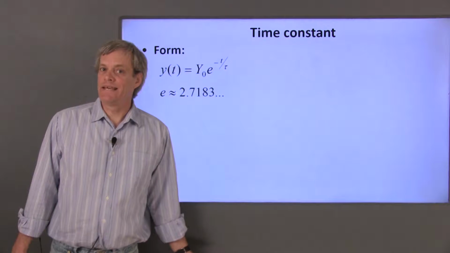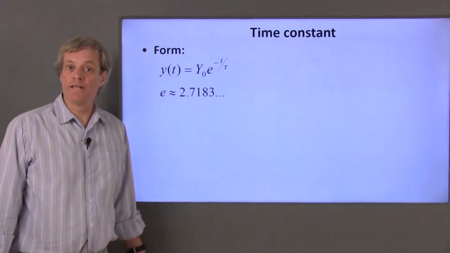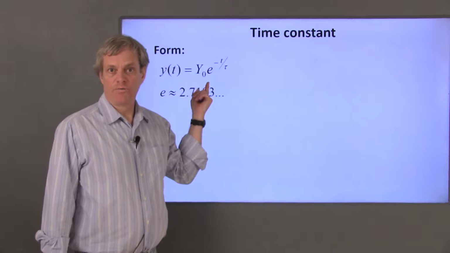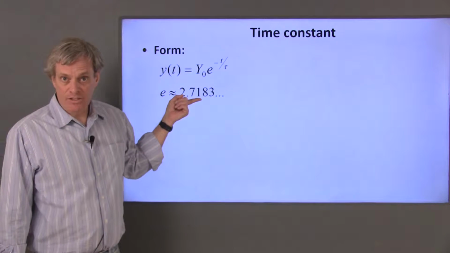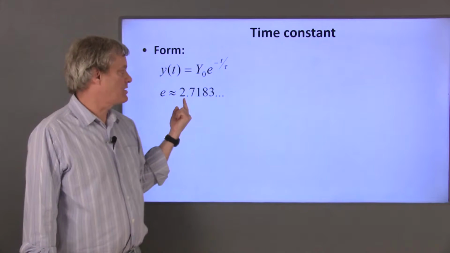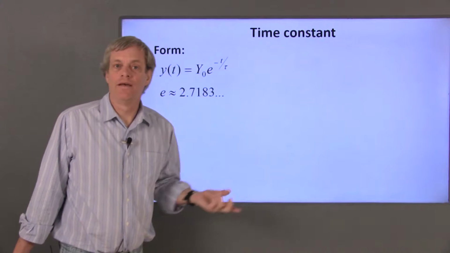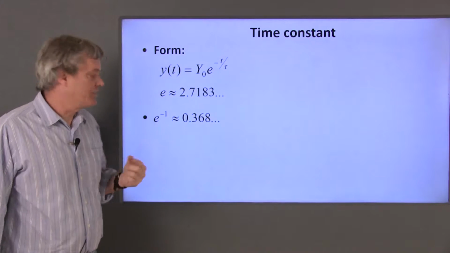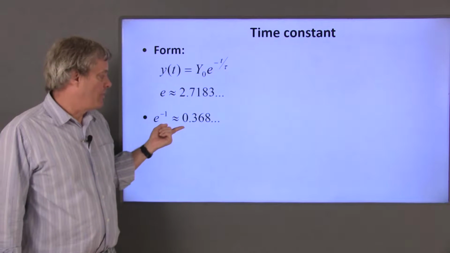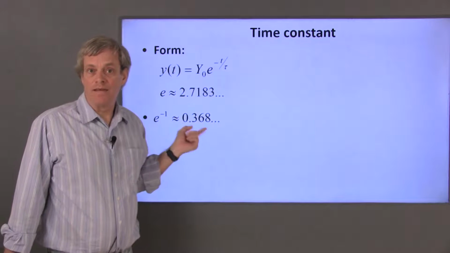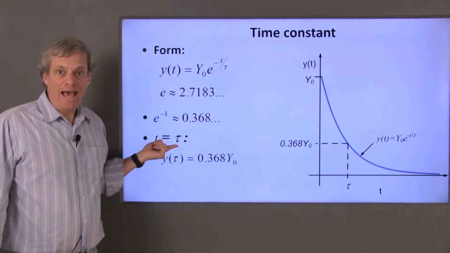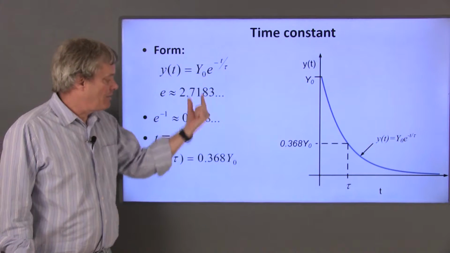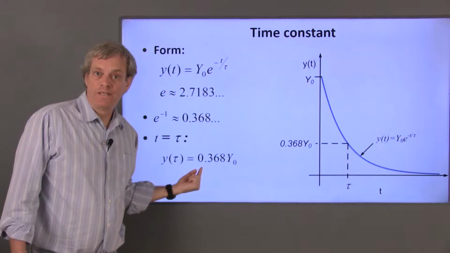Next, I'll introduce some more details about the effect of the time constant on the rate of decay of the exponential function. Mathematically, the form of the exponential function we'll use is here. e is the exponential constant. It's an irrational number that's approximately 2.7183. If the exponent in this function, negative t divided by tau, is equal to negative 1, e to the negative 1 is approximately 0.368. So if t is equal to tau, the exponent is negative 1, and we multiply the original value of the function by 0.368.